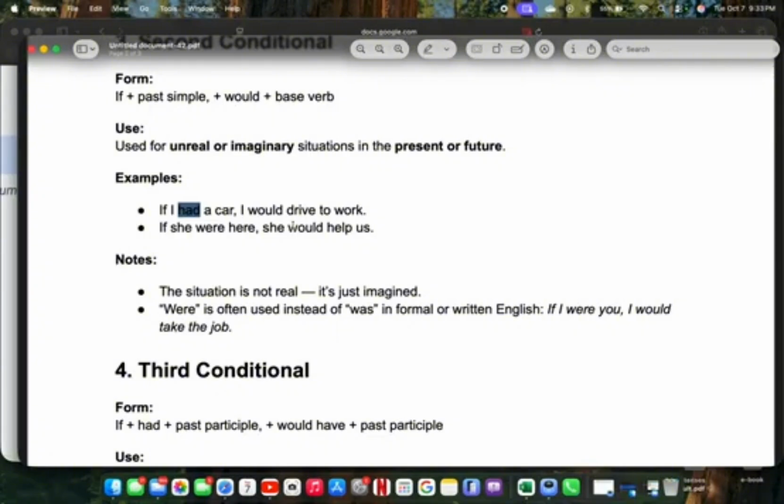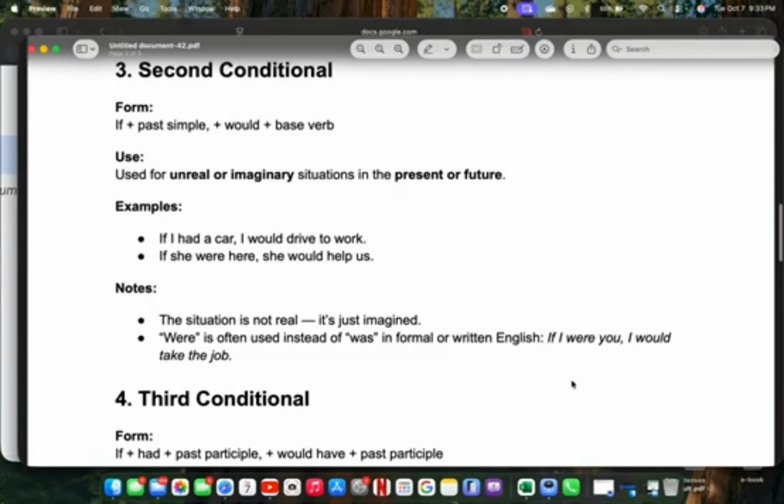Okay? Yeah, so were is often used instead of was in formal or written English. If I were you, I would take the job. Yeah, so is it possible for you to be me? I think it is possible. You can like fake it, but actually it's more like an imaginary thing. Yeah, okay? Alright, that is the second conditional.